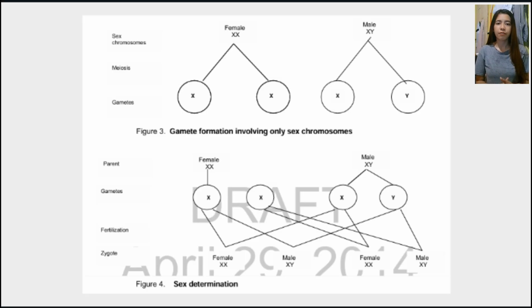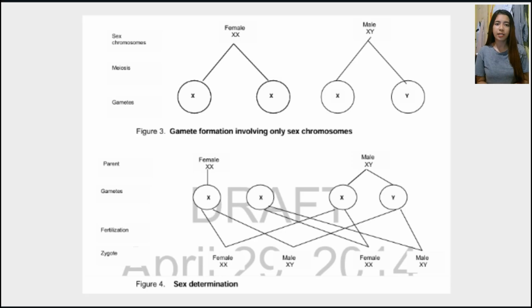It depicts fertilization where a sperm, X or Y, fuses with an egg, which is X. So if the X-bearing sperm fertilizes the egg, the zygote is female, XX. In the other situation, if the Y-bearing sperm fertilizes the egg, the zygote is male, since the result is XY.